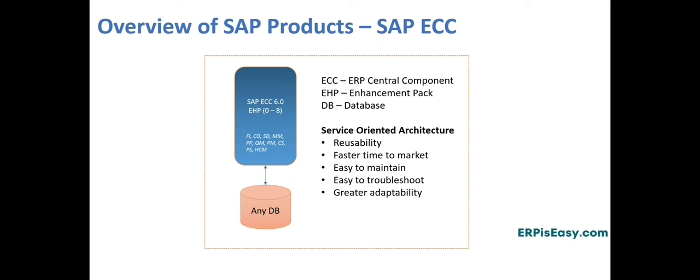SIDs are typically three-letter alphanumeric character combinations, and an instance has two-letter numeric characters. For example, the SID of an SAP system could be PE0, and the instance number of ASCS could be 00, whereas the instance number of the application server could be 01, 02, or 03, depending on the number of application servers it has. SIDs and instance numbers are assigned during the installation of an SAP system.